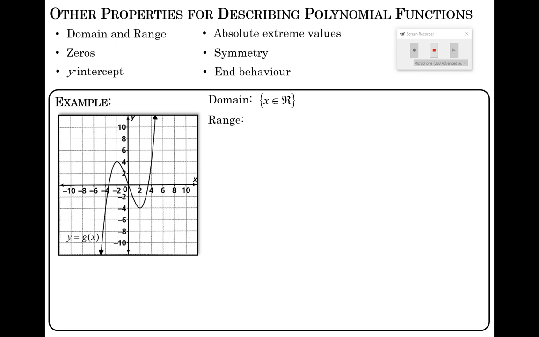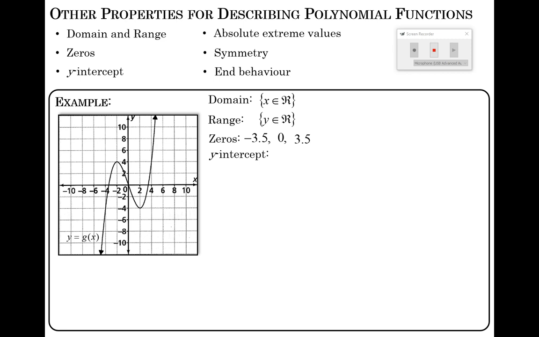Range, any y value is possible, so the range is y element of reals. Zeros, okay, I can pick them off. I have to estimate them here. It looks like close to 4, farther than 3, maybe about 3.5. 0, and maybe negative 3.5. I have to sort of estimate off the graph here. That's what the PowerPoint gets to: negative 3.5, 0, 3.5.